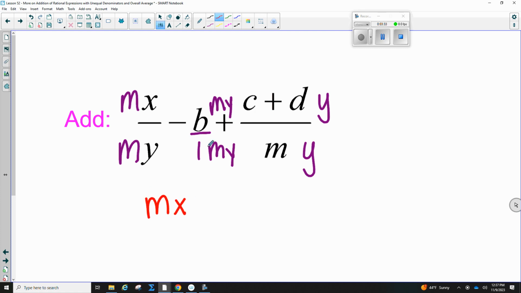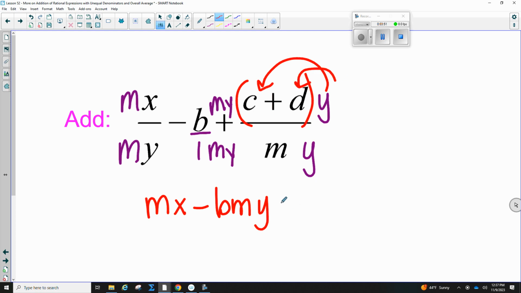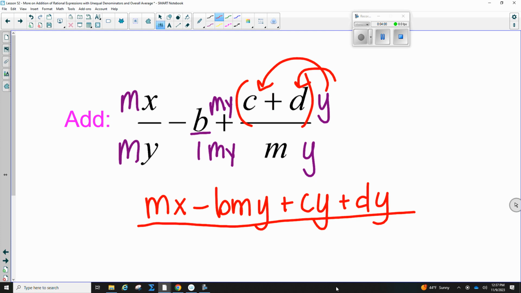All right, so in the top I have mx minus, and then these three multiply together, bmy. And then this part you do want to distribute, okay? The y is multiplying to this numerator here, and I would distribute the top, all right? This to this, this to this. So that would be plus cy plus dy. And the reason we do that is if there are like terms, you would go ahead and add them, but there are not in this one. All right, and then it's all over our common denominator, my.